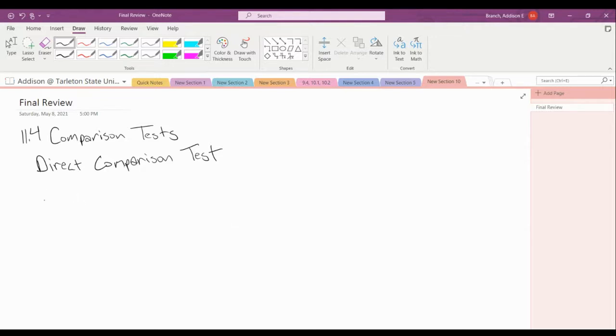All right. So our first stipulation before we apply our direct comparison test is that both Series A and Series B are positive. That's the first thing we have to check. If one of them is negative, then we cannot apply this test. So as long as that stipulation is cleared, there's two pieces to this.